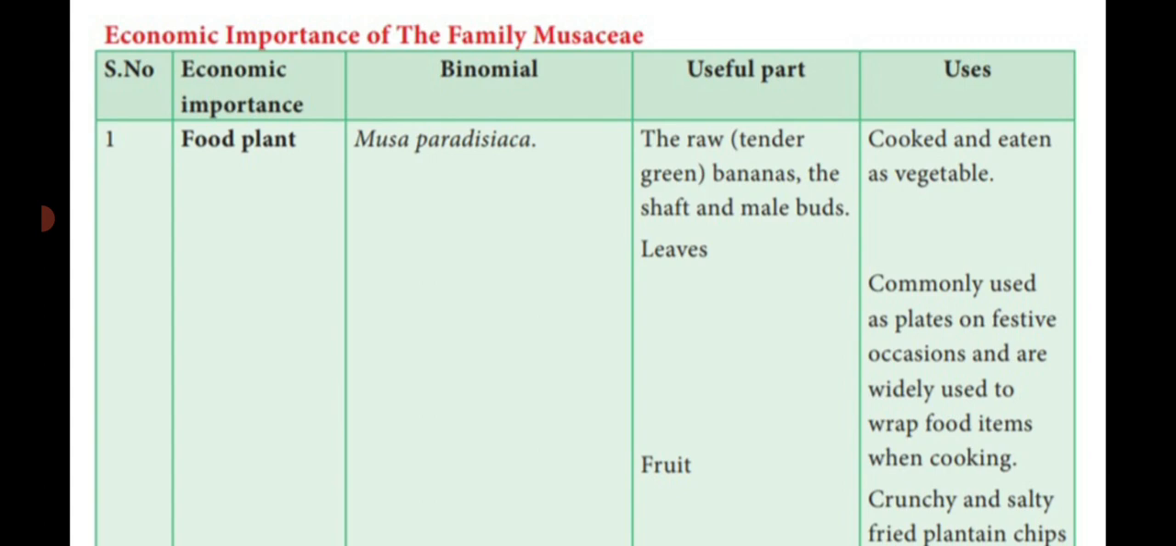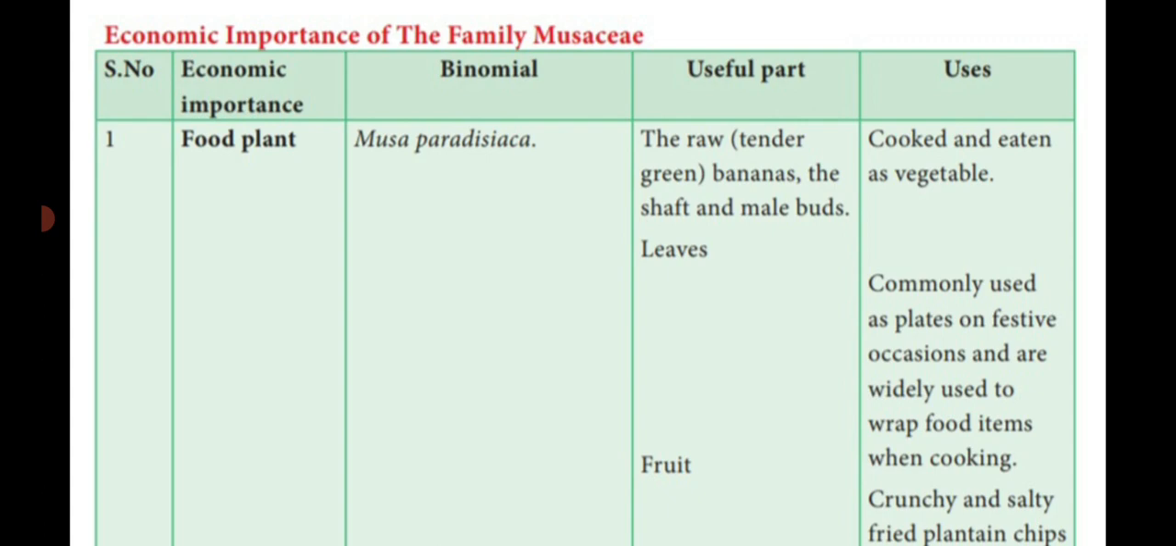The next one is the economic importance of family Musaceae. First one, food plant. The binomial name is Musa paradisiaca. Useful part: we are using the plant and tree. What all do we eat from the banana tree? Banana stem, shaft. Then the leaf is used as a plate during festival time. Then the fruit we are eating. Then the entire inflorescence, flowers are used as a vegetable. So that's why they are given here.